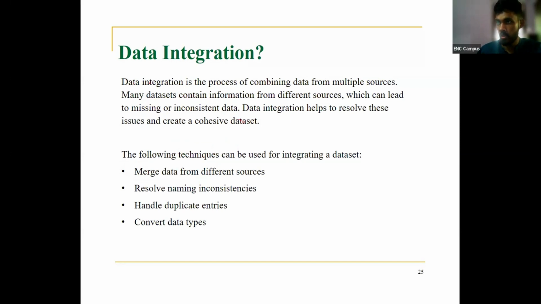Then data integration. Data integration is the process of combining data from multiple sources. Many data sets can contain information from different sources, which can lead to missing or inconsistent data. So data integration helps to resolve these issues and create a cohesive data set. The following techniques can be used for integrating a data set: merging data from different sources, resolving naming inconsistency, handling duplicate entries, and converting data types.